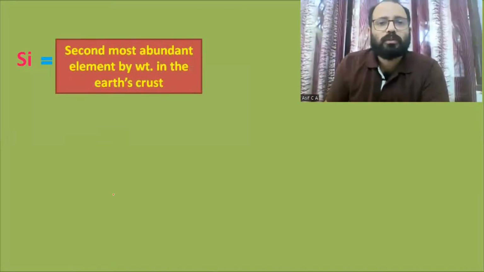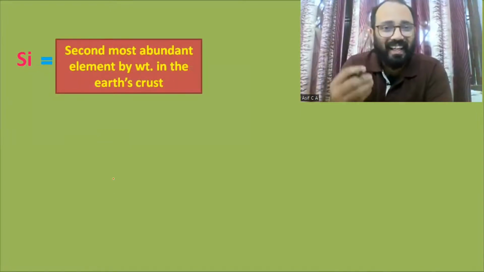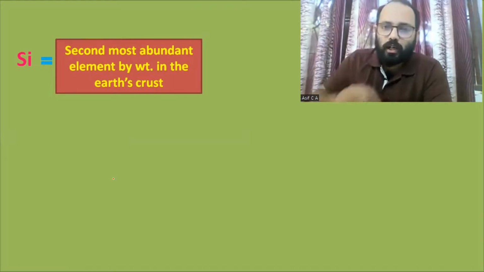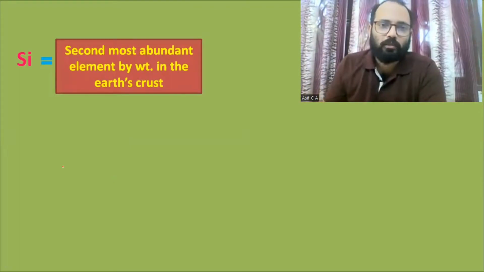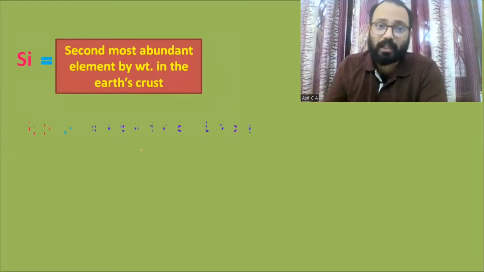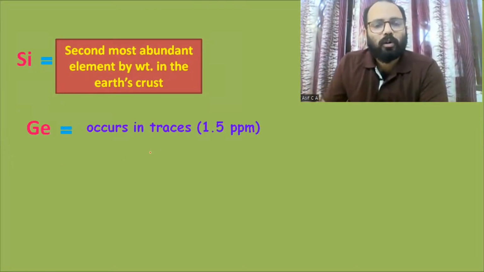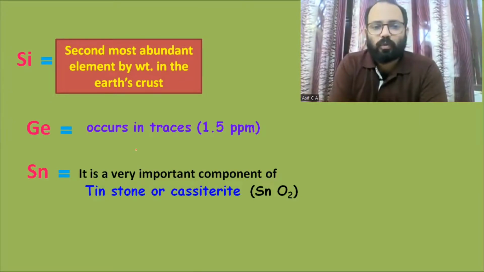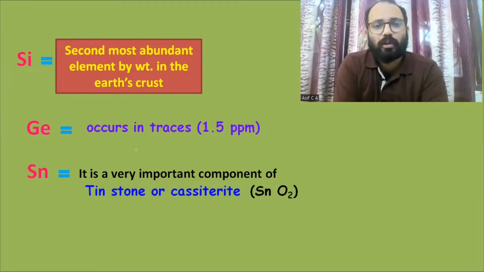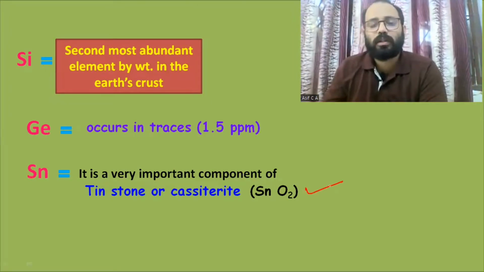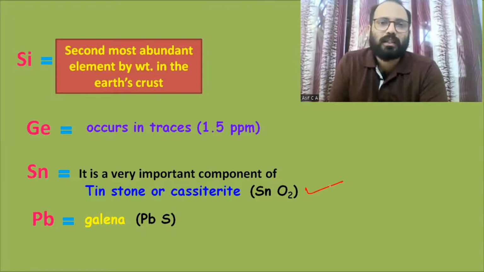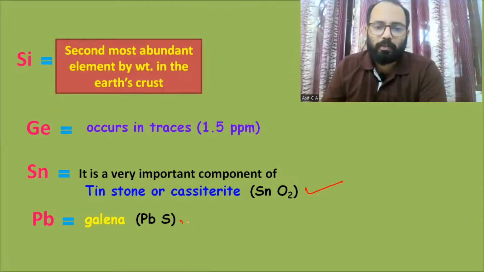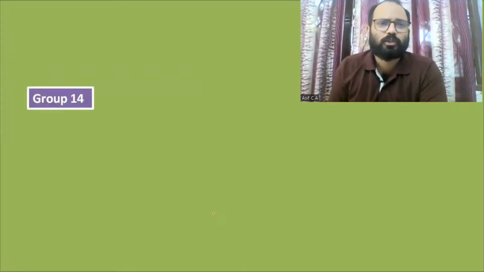Now, if you talk about silicon, it is the second most abundant element in the earth's crust. In the earth's crust the most abundant element is oxygen, then comes silicon, then comes aluminum. Aluminum is the most abundant metal in the earth's crust. Germanium occurs in traces, and tin will be there as tinstone or cassiterite. SnO2 is the formula, just remember that one. And lead is seen in the earth's crust as galena, that is PbS. So these are a few important things that you should remember.